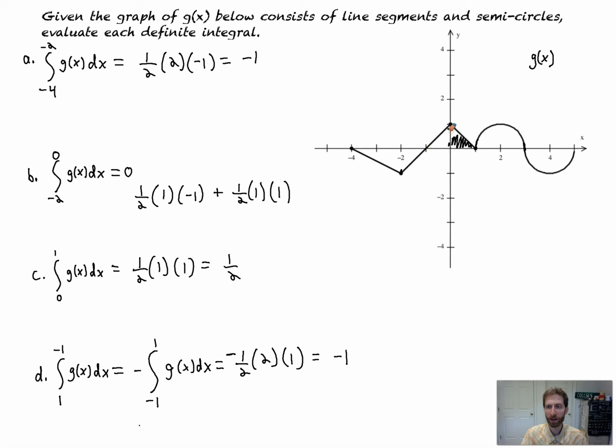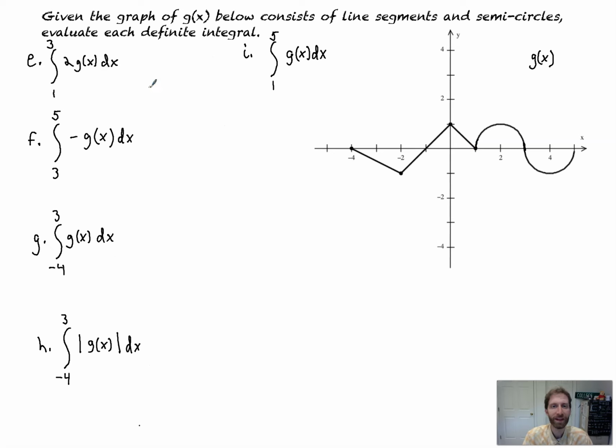Okay, let me erase all that, clean it up. Here we go on to the next part. Okay, next page. We got this. You're doing great. We got a whole bunch of them to find. Same exact problem. 1 to 3 of 2g of x. Well, first of all, let's factor out a coefficient. I always like to do that. So that's 2 times the integral from 1 to 3 of g of x dx. Nice. So now from here, that's the area from 1 to 3. So that's everything in here.